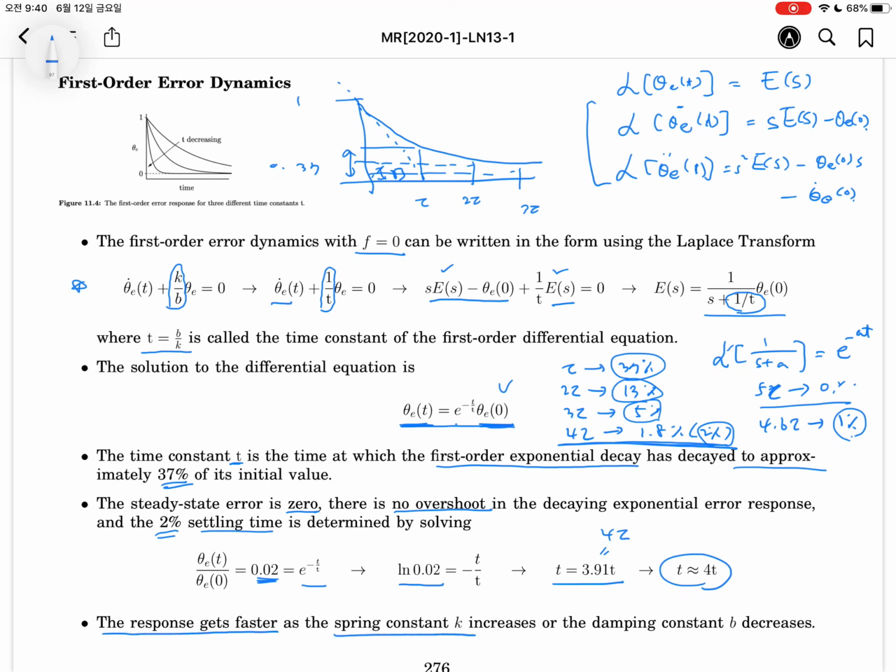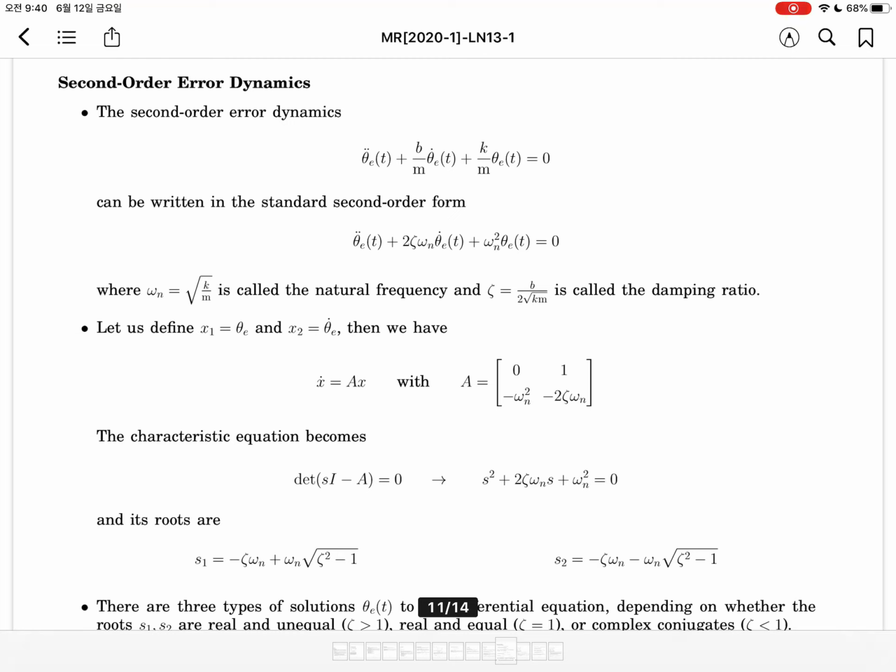Okay, the response gets faster as the spring constant increases or the damping constant decreases. Is it right? Because it determines the time constant of the first order differential equation.